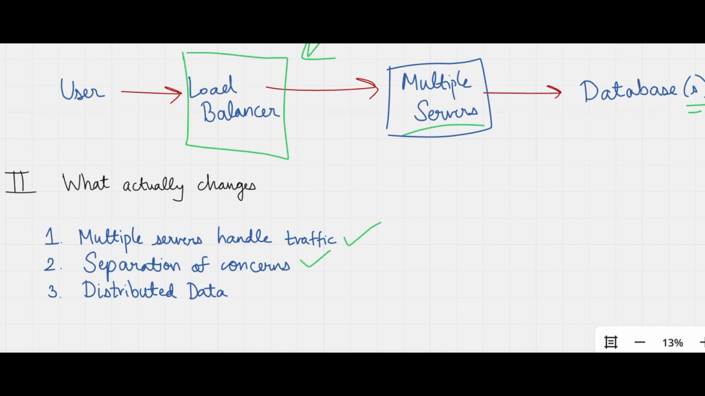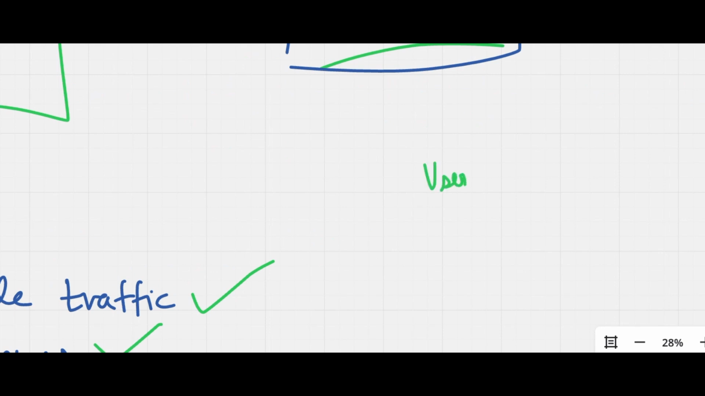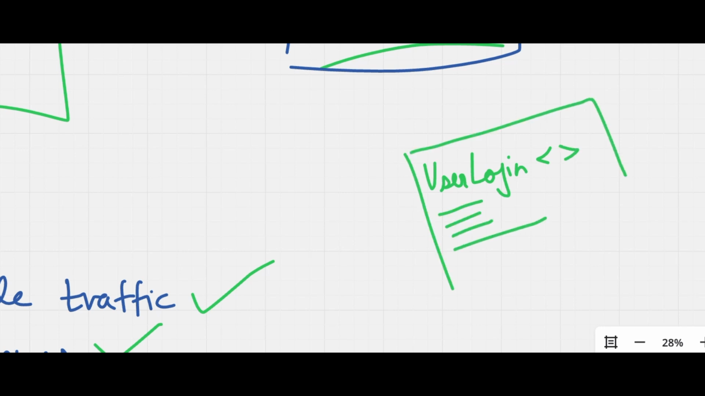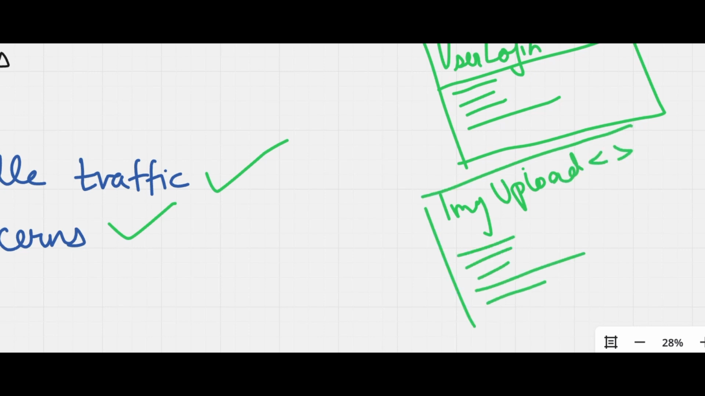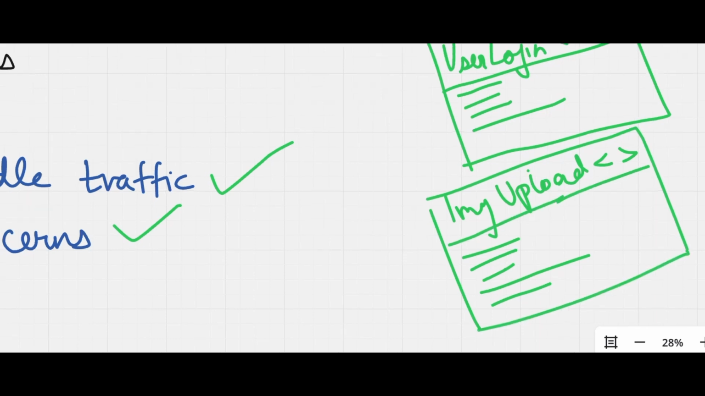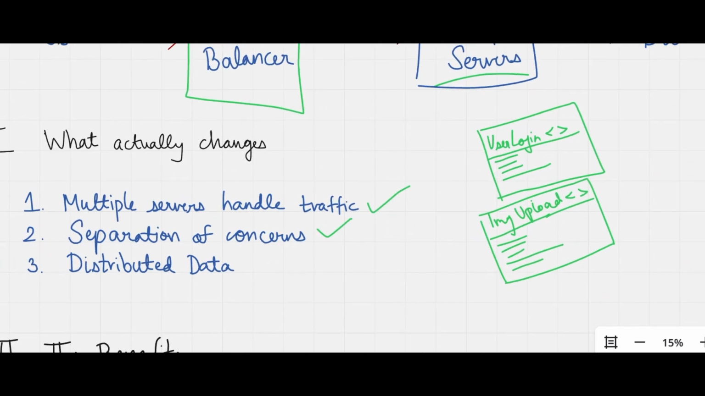So basically, let's say there is a code for user login, and let's say there is a code for image upload. Now, both these pieces of code are going to lie independently on different servers. That is how your separation of concerns is happening, because both codes are not lying on the same machine. In fact, they are on different servers. This may be on server 1, this may be on server 3, depending on whatever the job of the server is.